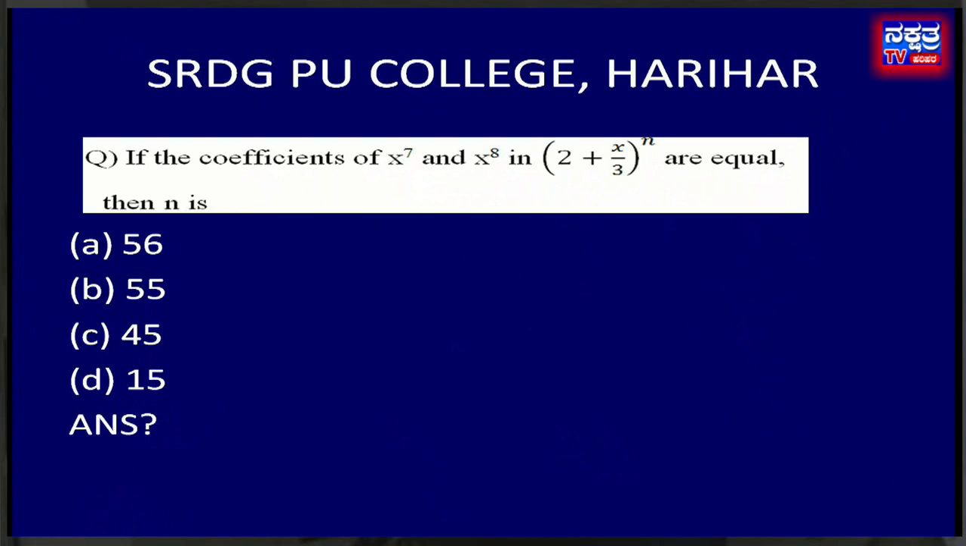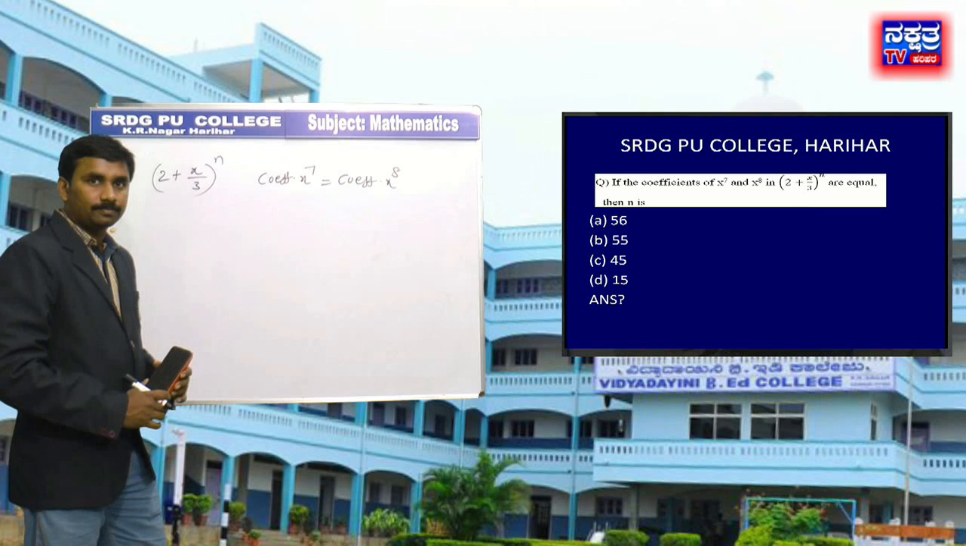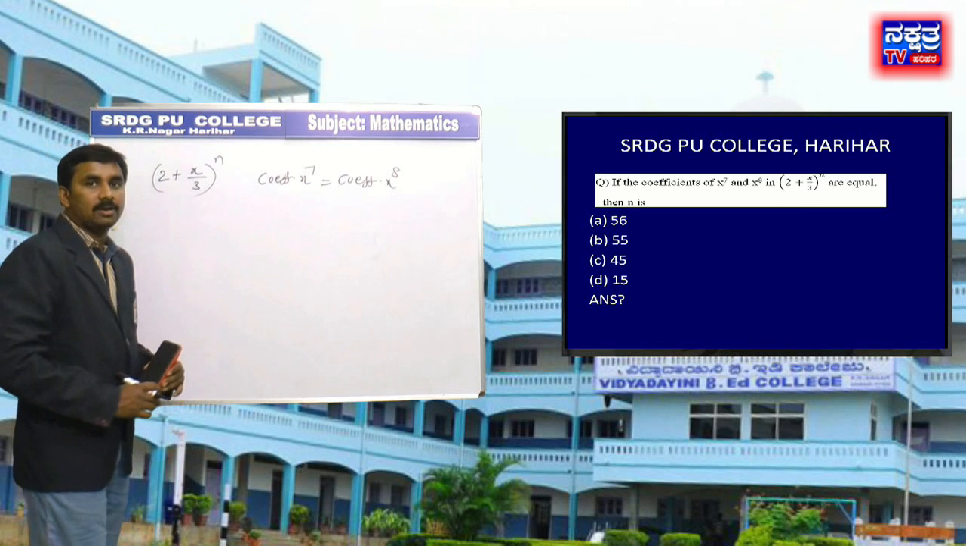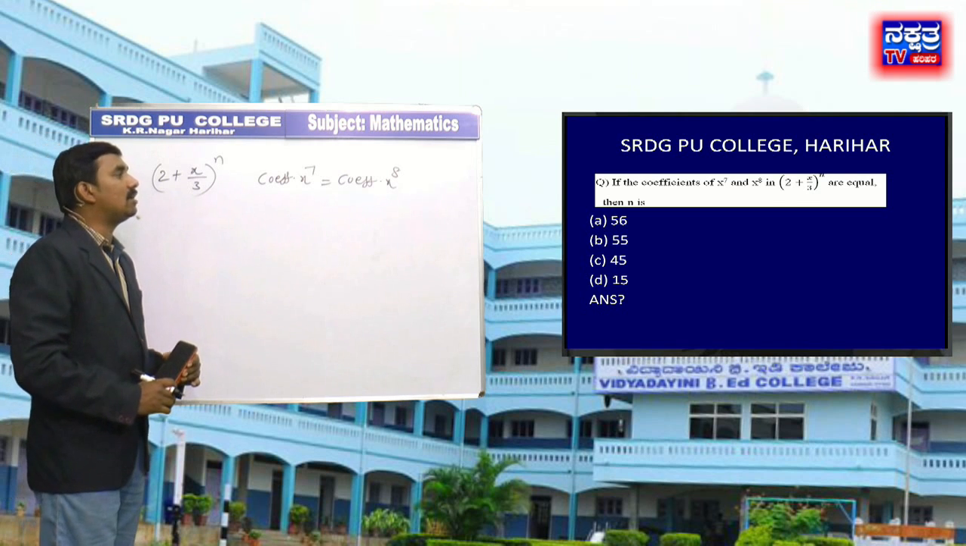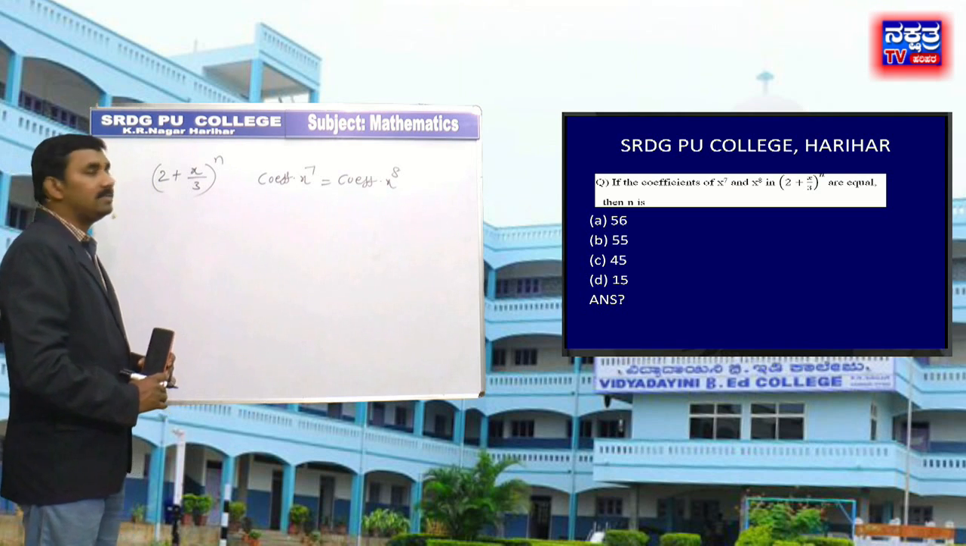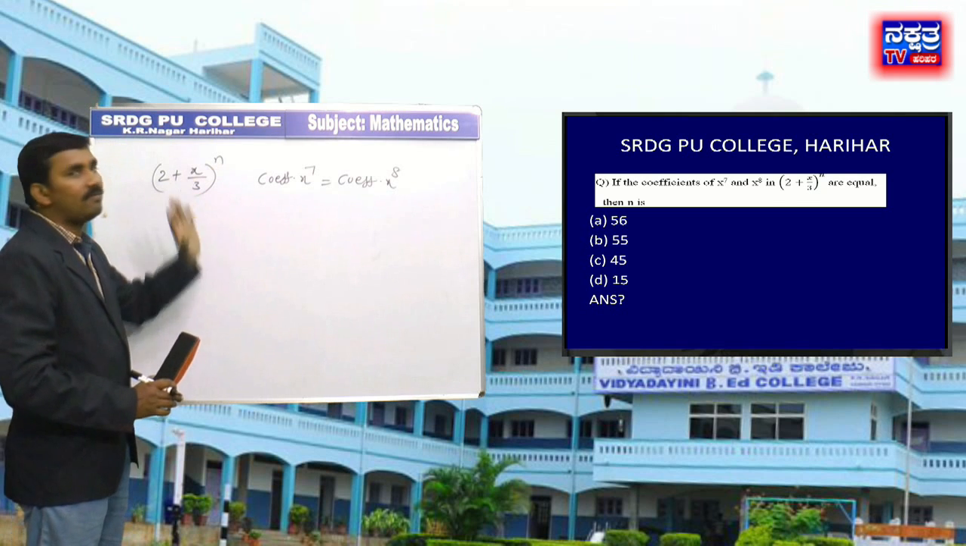If the coefficients of x power 7 and x power 8 in ((2 plus x) by 3) whole power n are equal, then n is: option A 56, option B 55, option C 45, option D 15. Watch the board. The given expansion is ((2 plus x) by 3) whole power n. Coefficient of x power 7 equals coefficient of x power 8. Then we have to find the value of n.